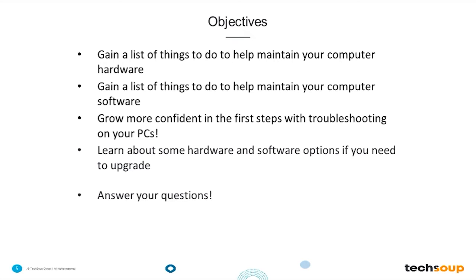And then I also would hope that you'd learn a little bit about hardware and software options if and when you decide you need to upgrade machines, because that is also a big part of the process of any kind of technology planning, is looking at what you have and deciding, is this actually working for our needs? Maybe it is now, and here are some things to keep it working. Maybe it's not, or maybe it won't be in 6 months and you really need to be budgeting for how you can improve your technology over time. So those are the objectives we have for today, and we also hope to answer your questions along the way.